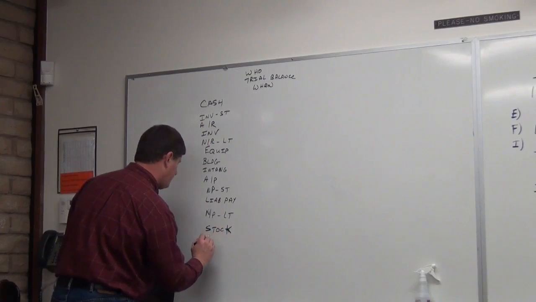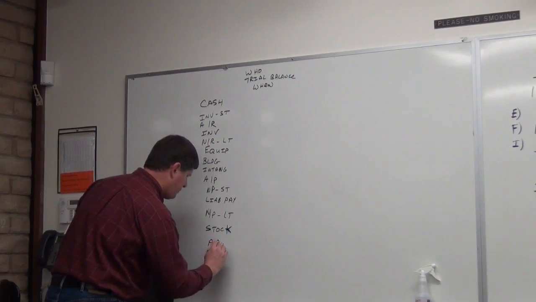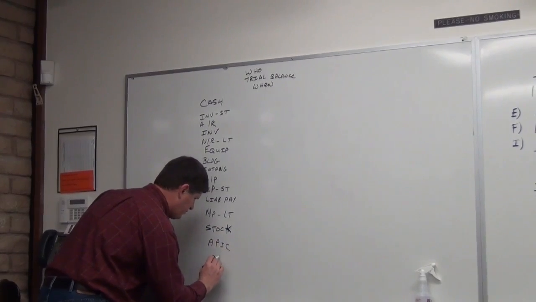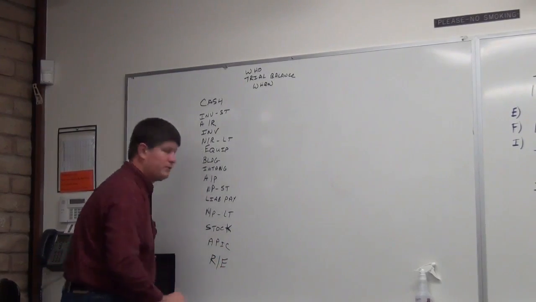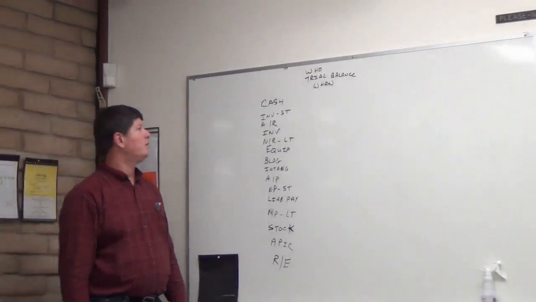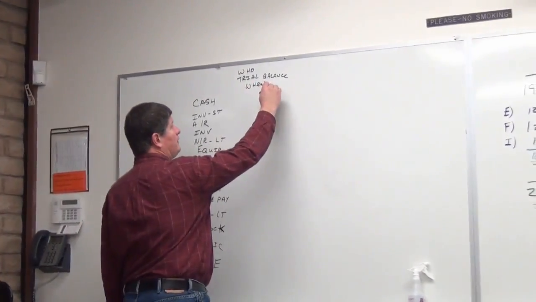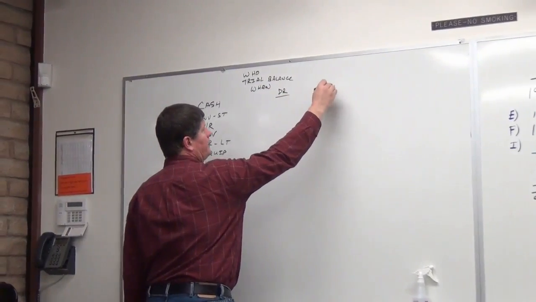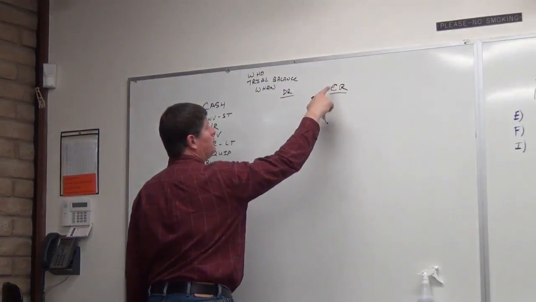Not an H, it's a K. Additional paid in capital and retained earnings. Good? Okay, so then we have a debit and a credit column.